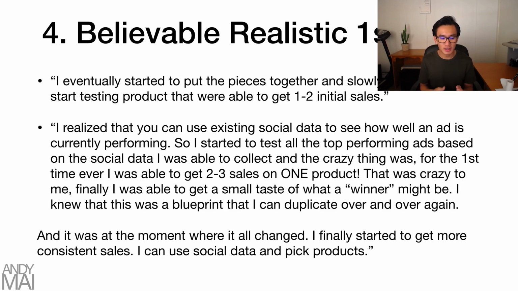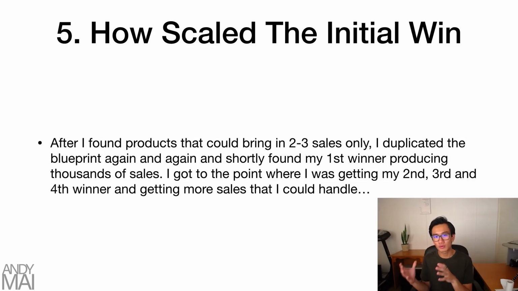I finally started to get more and more consistent sales, and I can use social data to pick products. Then you want to talk about how you scaled that initial win to success. After I found products that could bring in two to three sales, I duplicated this blueprint again and again and again, and shortly I found my first winner producing thousands of sales. I got to a point where I was getting my second, third and fourth winner.